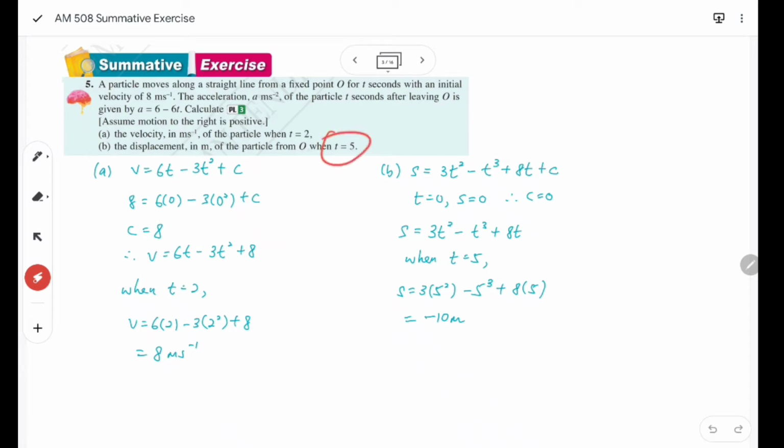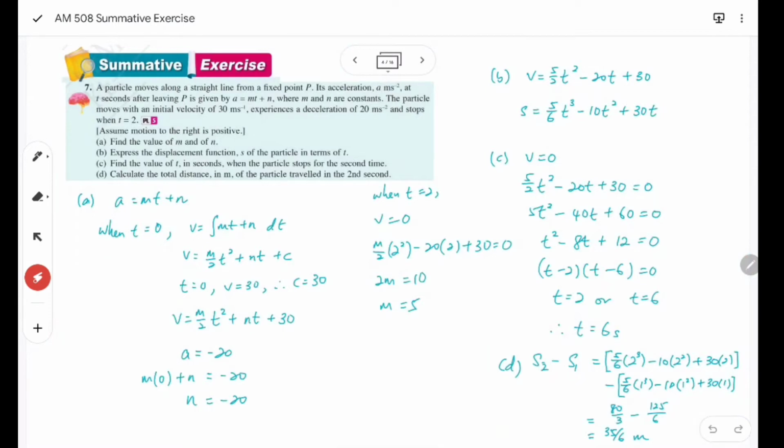Now, when t equals to 5, the displacement will be 3 times of 5 squared minus 5 cubed plus 8 times of 5. So, we get negative 10 meter. Alright, which means the particle is on the left of the point O away from 10 meter. Alright.